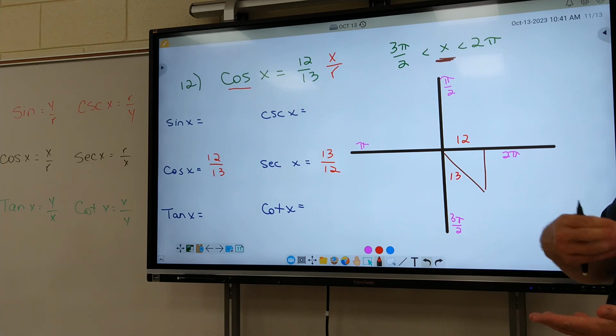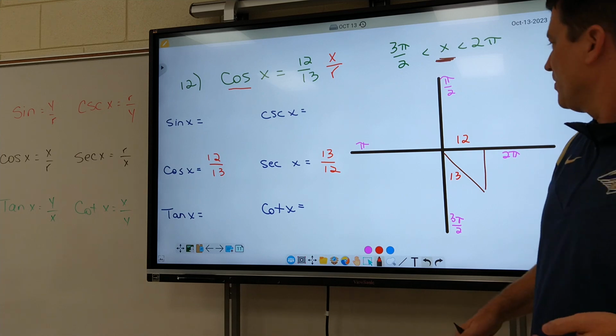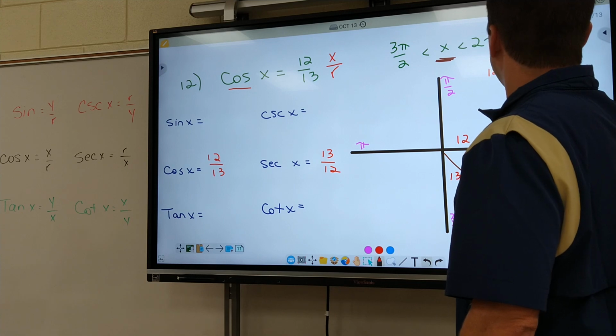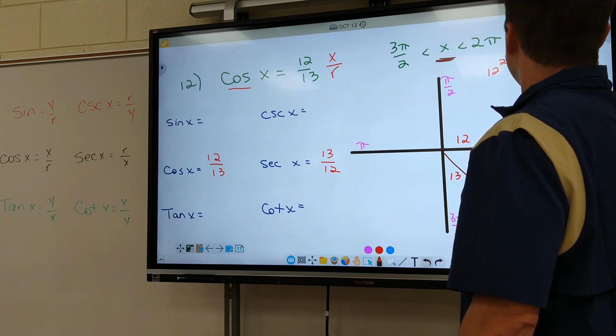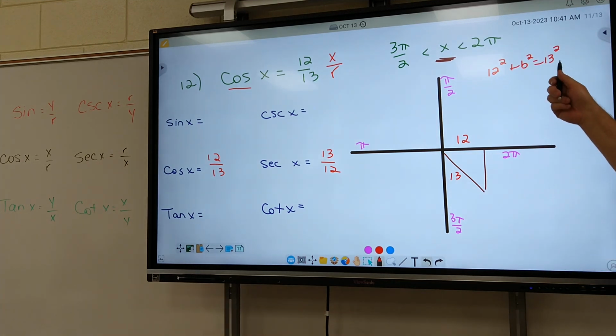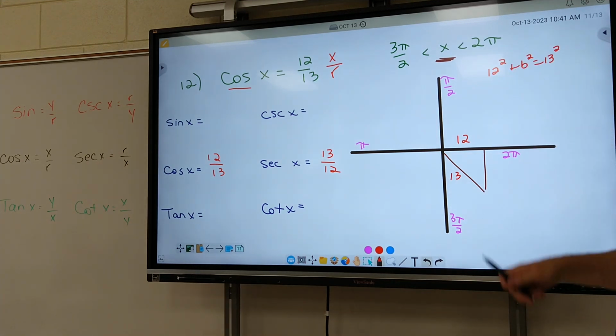Now, we normally do a squared plus b squared equals c squared, right? Well, look at this one. I got 12 squared plus b squared equals 13 squared. Now, I don't care if y'all write that down or not. You don't have to write it down. So I'm not going to do 12 squared plus 13 squared this time because they're not on the same side.